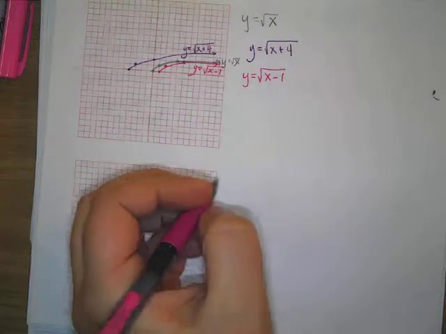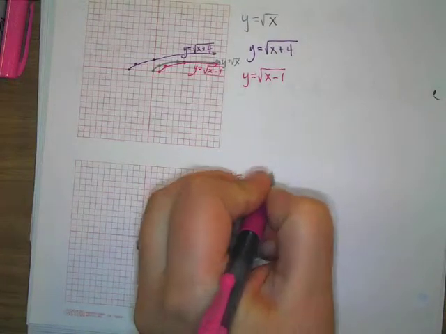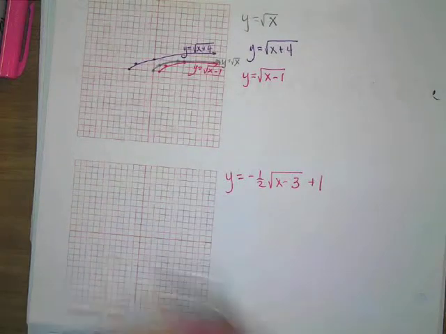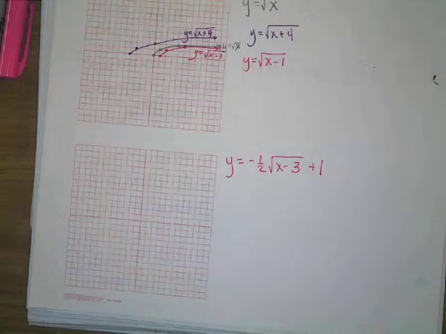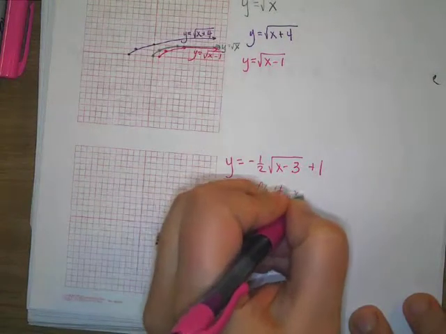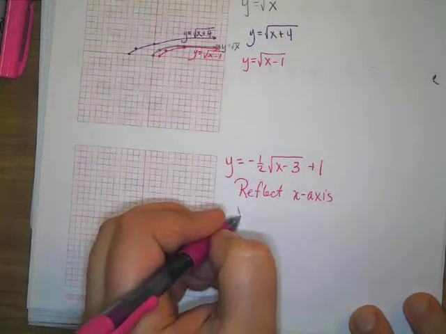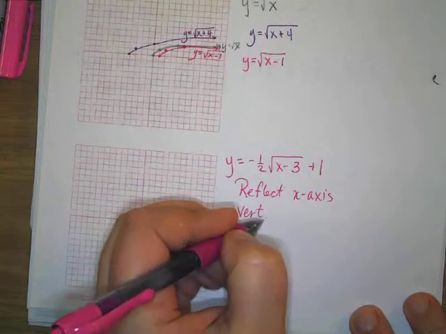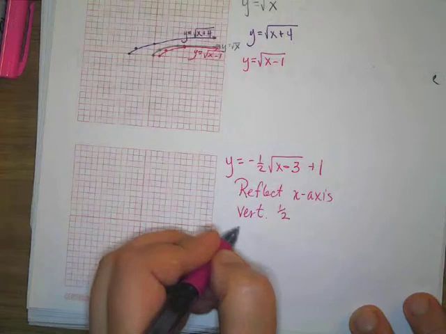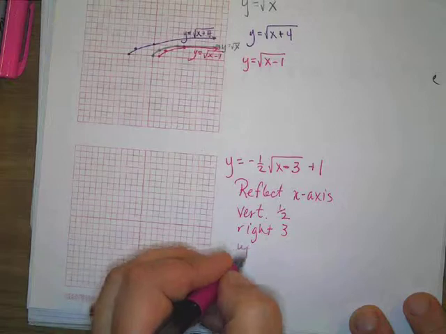Okay, we're going to do problem 3. So we got a lot going on. We're going to throw it all together, okay? So what's the negative do? Reflect goes down. Reflect over the x-axis. What's the 1/2 do? Shrinks the y values in half. Good. Vertical shrink of 1/2. What's the -3 on the inside do? Moves it right 3. And the 1? Up 1.